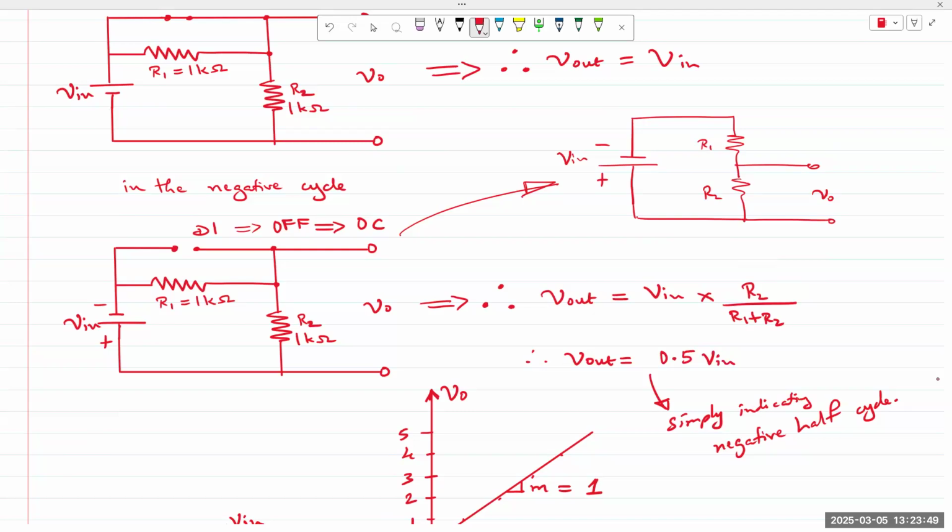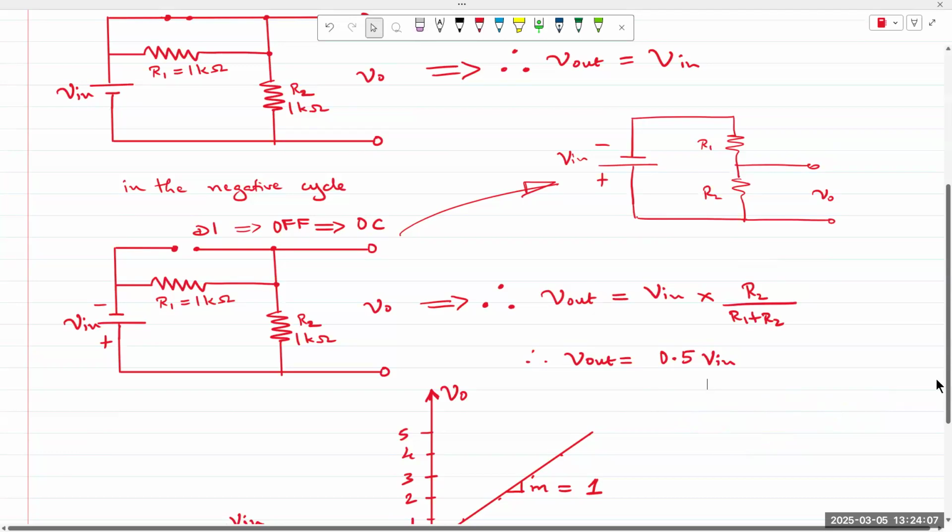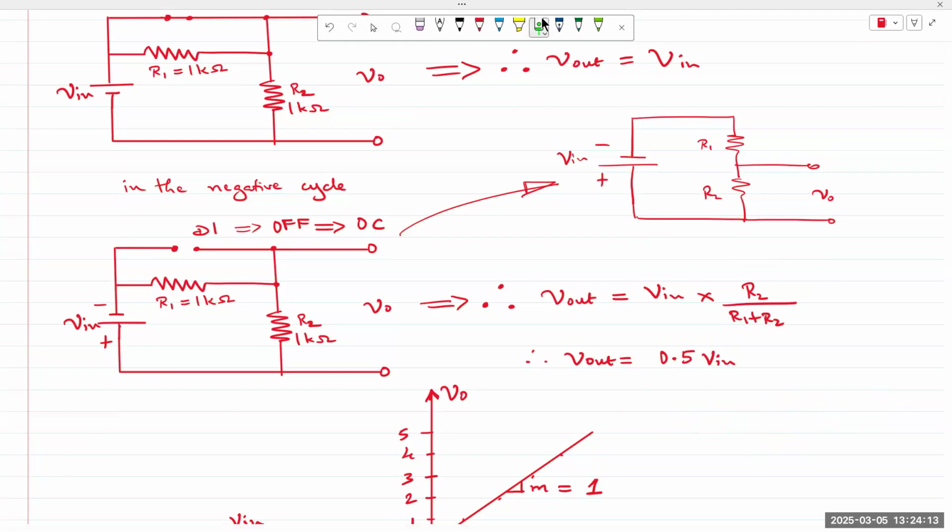And then I had a minus sign in there. And so we don't need to have that because it's a negative half cycle, right? If V in is -1, V out is -0.5. If V in is -2, negative half cycle, V out is -1, simply half because of R1 and R2. Does that make sense? Right?